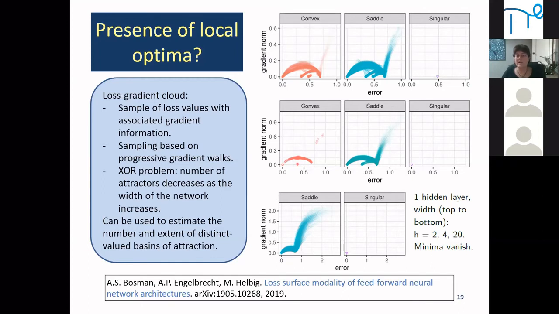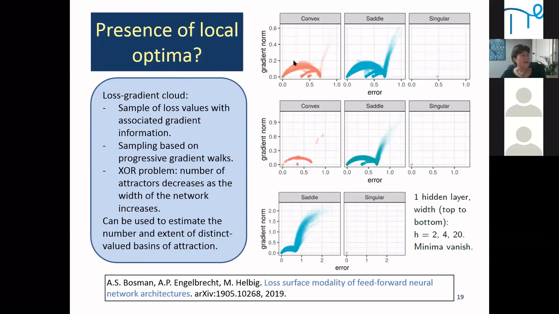There's only one global optimum. Now, what we see here is what we call a loss gradient cloud. On the vertical axis we have the gradient norm. If the gradient norm is zero, it means that we've hit a part in the landscape where the landscape is flat. So at that point, it's either a minima, or a maxima, or a saddle point.